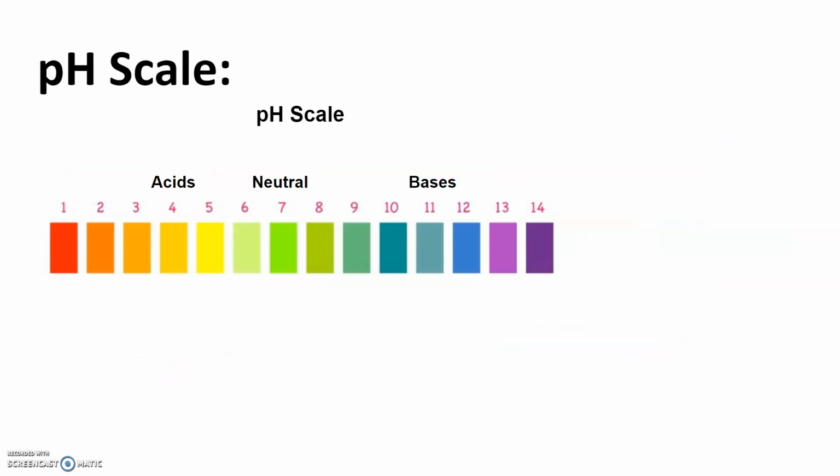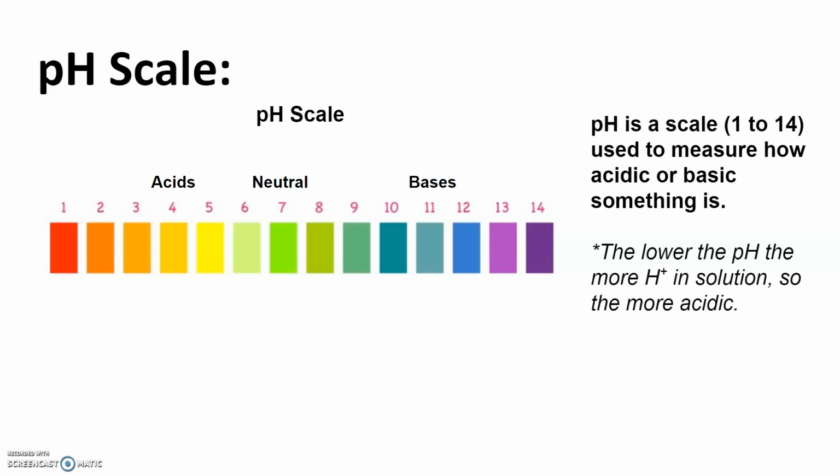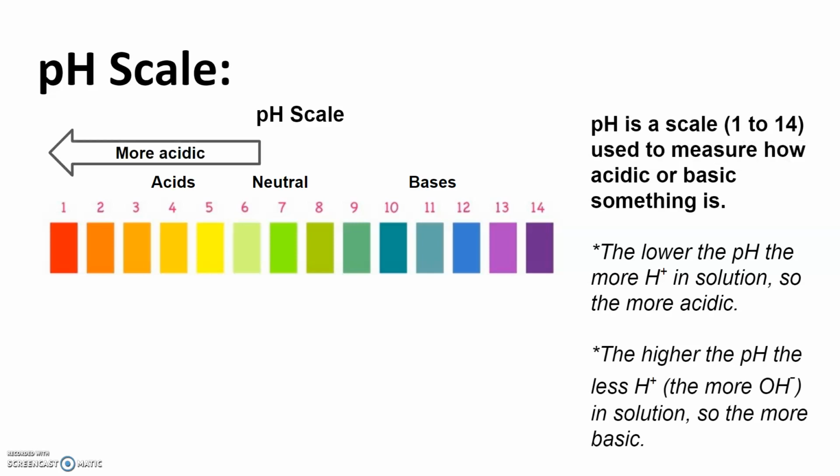Let's take a look finally at the pH scale. So we mentioned that acids and bases have certain pHs. So let's talk about what that is. pH is a scale that is used to measure how acidic or basic something is. The lower the pH, the more H+ ions that are in solution, so the more acidic. And the higher the pH, the less H+, or the more OH- ions are in solution, so the more basic. So as your pH decreases, you're dealing with a more acidic solution, and as it increases, you're dealing with a more basic solution.